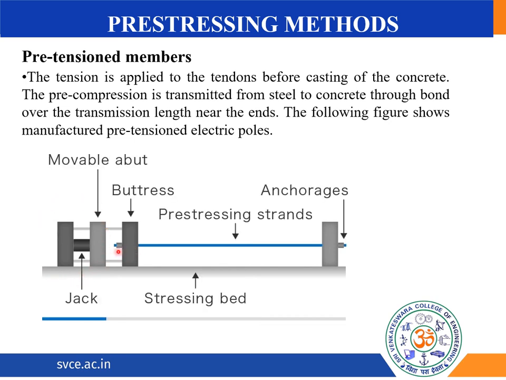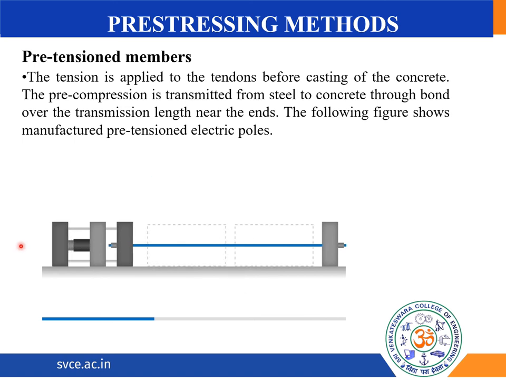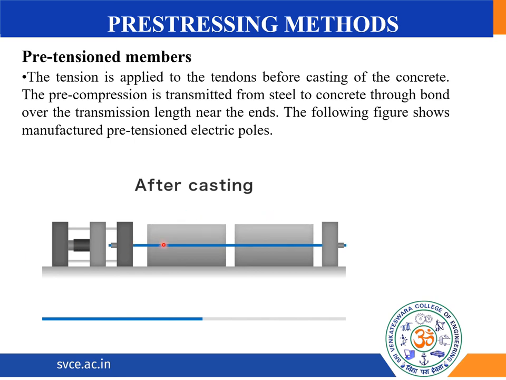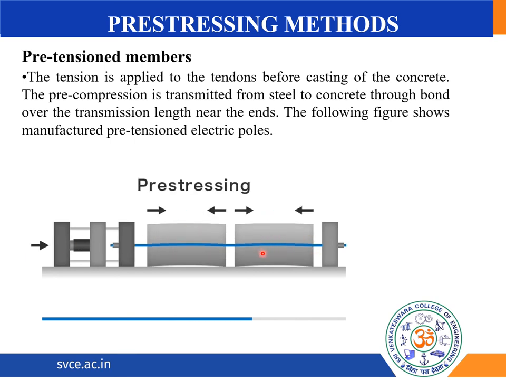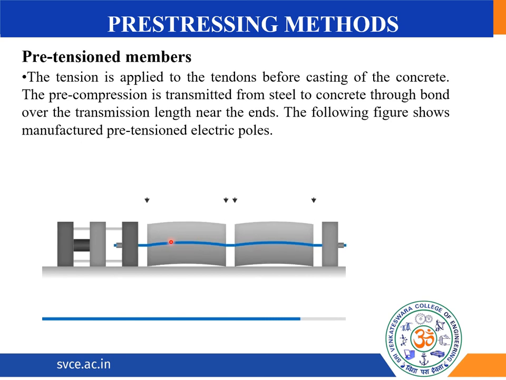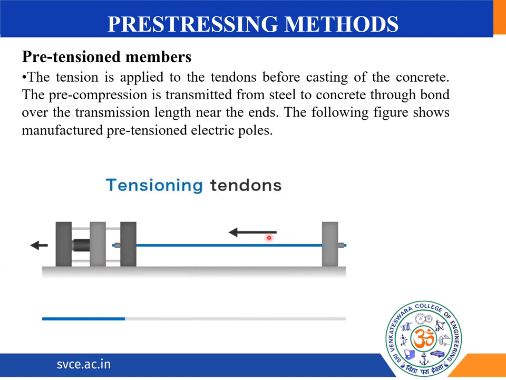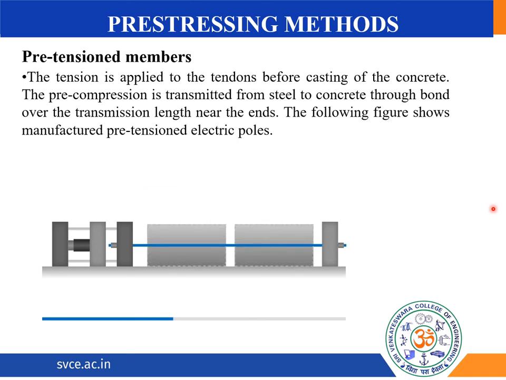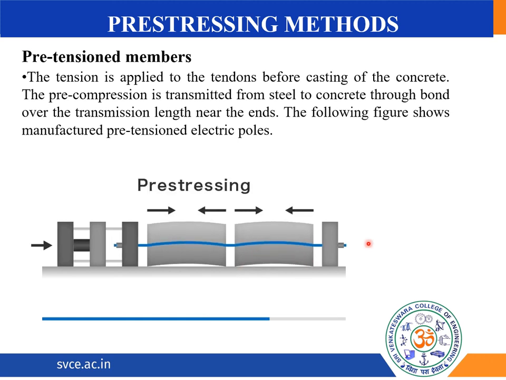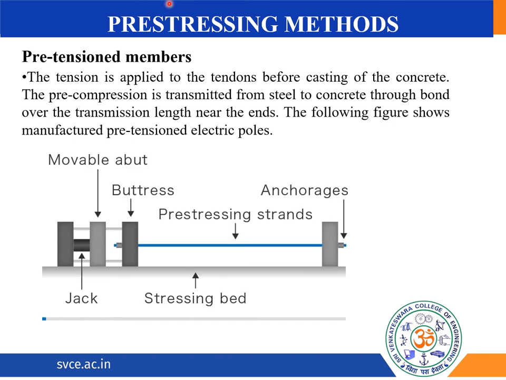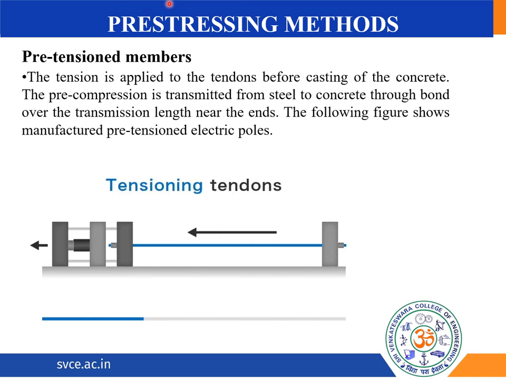And when these jacks pull the tendons completely, in this stretched position, we have molds in between where the concrete is cast. These two gray rectangles are the concrete. We pour the concrete. The concrete gets hardened, it gets set. And once the concrete is set, then this jack is removed. The tension force is removed. So what happens? This pre-stressing strand will try to come back, contract again, because of which this concrete is going to get compressed, and therefore we get this upward camber here. So in pre-tensioning, we stretch the wire, we pour the concrete, once the concrete is set, and then the pre-tension is removed.